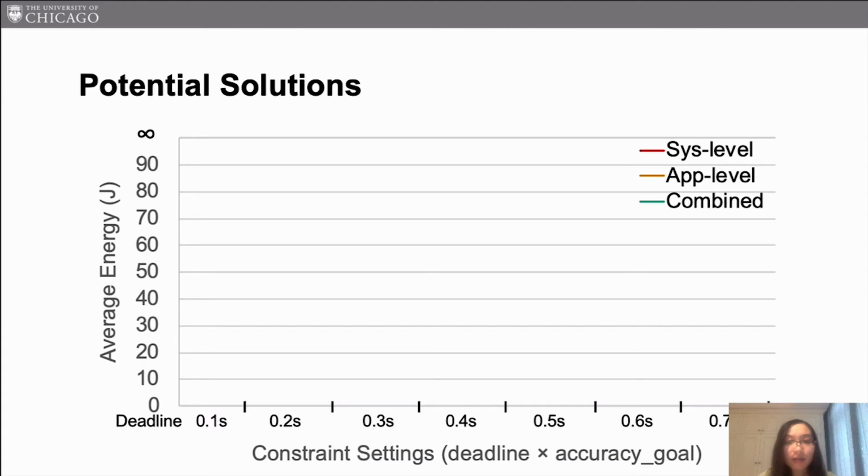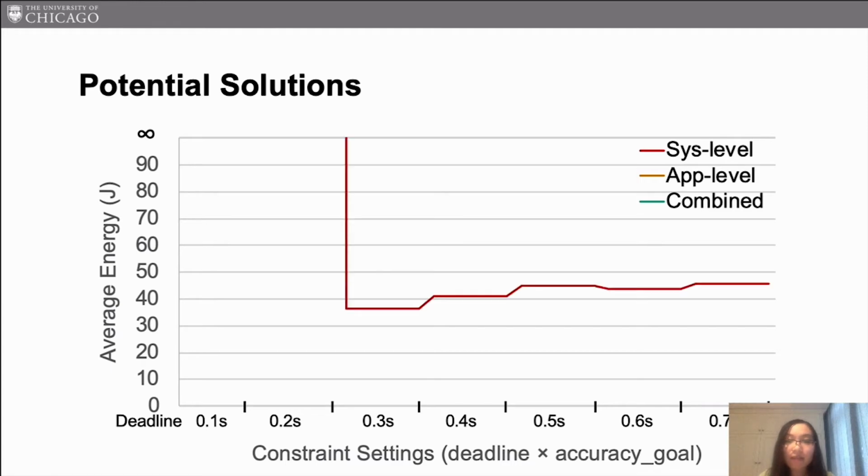Then with this trade-off space and variability, what's the solution? We run the ImageNet classification and try to minimize the energy. We examine a range of latency and accuracy constraints, which are the x-axis. The y-axis is the average energy consumption, where smaller is better. Here we show three solutions, which are the best among their categories. We emulate these oracles from profiling data and assume perfect knowledge of the future.